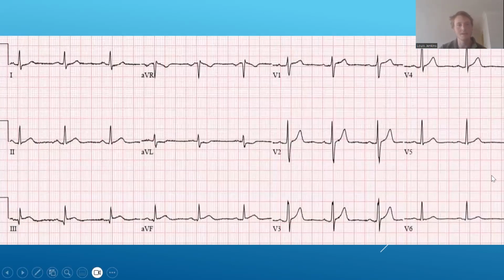Okay, so here is our ECG. Now, this is the time where, if you want, I would encourage you to pause the video, have a look, and try and come up with a working diagnosis yourself, and answer the question of whether you would take this patient to a cath lab. So I'm going to give you a few seconds to do that. And now I'm going to go through my interpretation.